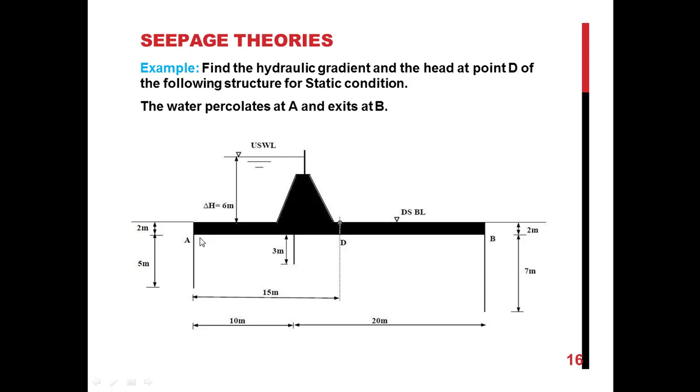The length of the sheet pile at point A is 5 meters, while the intermediate one has a 3 meter length, and the sheet pile at point B, on the downstream side, has a length of 7 meters. The distance between point A and point D is 15 meters, while the distance between the sheet pile at point A and the intermediate pile is 10 meters, while the length between the intermediate pile and the pile at the downstream side is 20 meters.